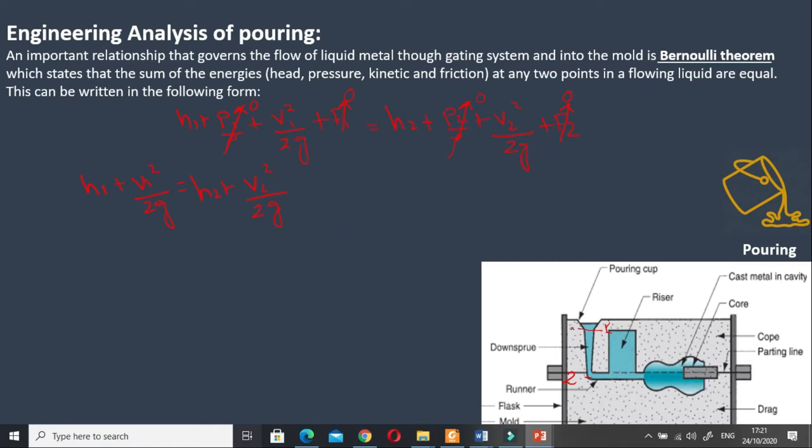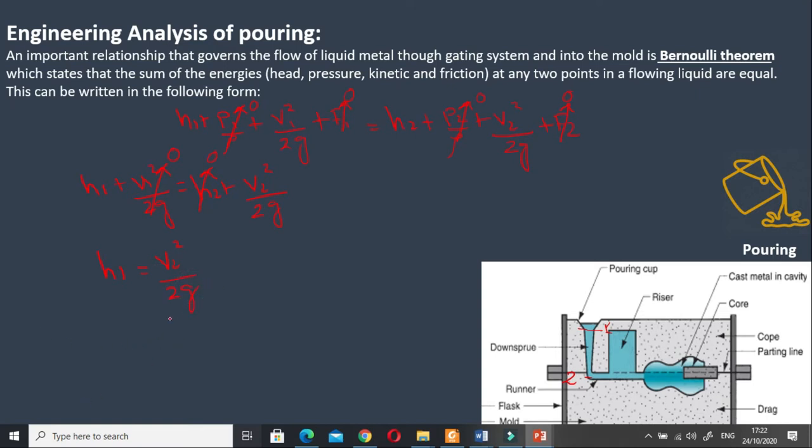So as you can see here, at this point the head is maximum, and at this point the head is zero, practically zero. While the velocity at this initial point would be zero, the velocity at this point would be maximum. So head at point 2 is 0, while the velocity at point 1 is 0. So we have H1 equals V2 square divided by 2G.